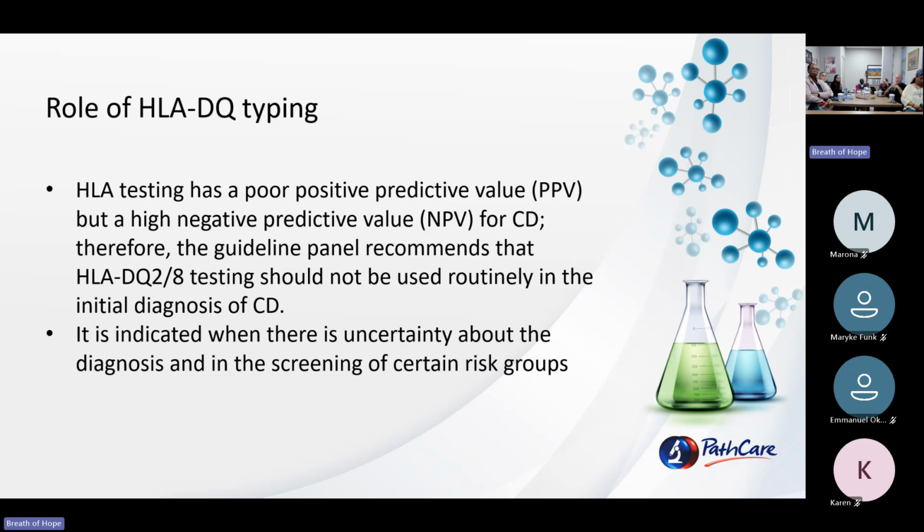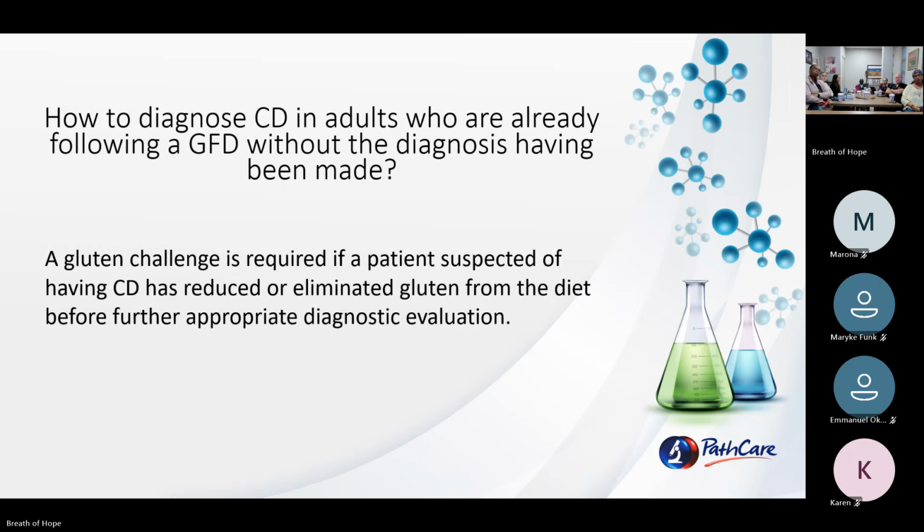There is a small subset of patients in which the HLA-DQ2 and 8 are not positive and the patient can have celiac disease, but it's very, very tiny. And research actually is ongoing in this section to find more HLA types which are associated with celiac disease. And how to diagnose celiac disease in adults who are already following a gluten-free diet without the diagnosis having been made.